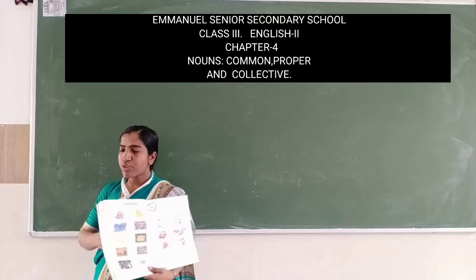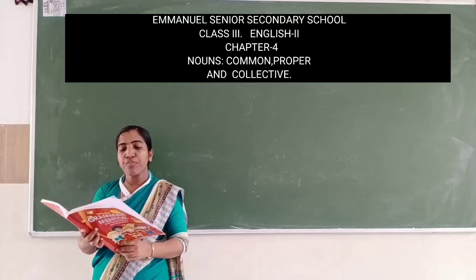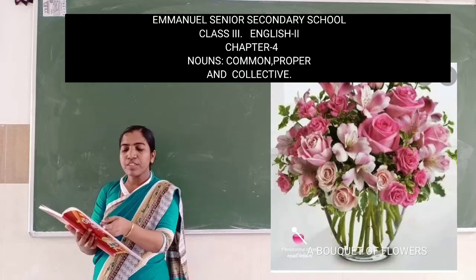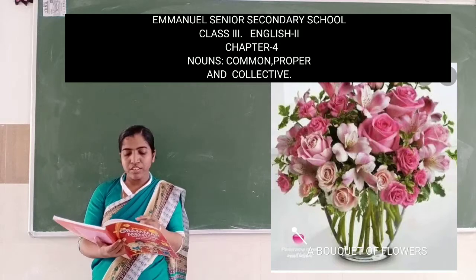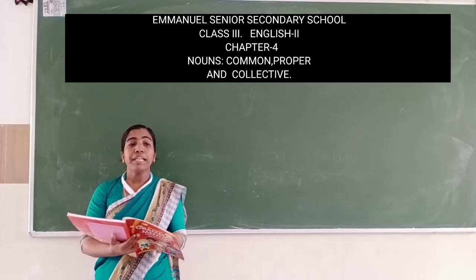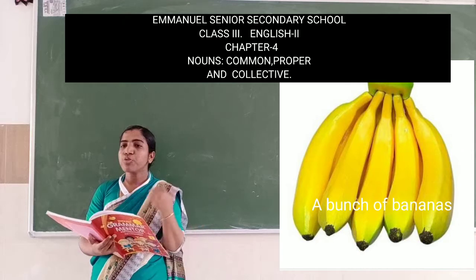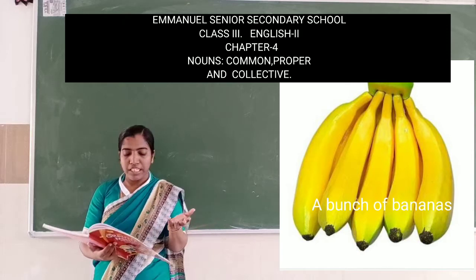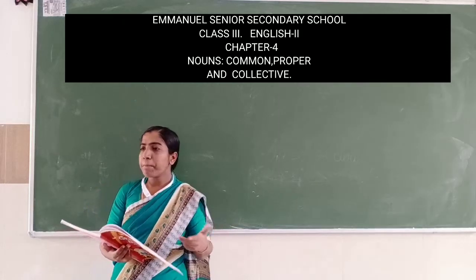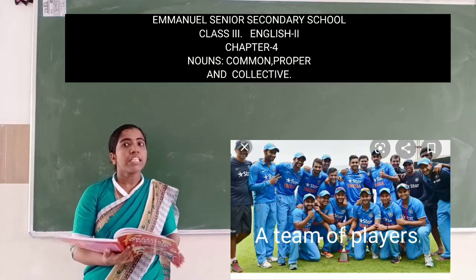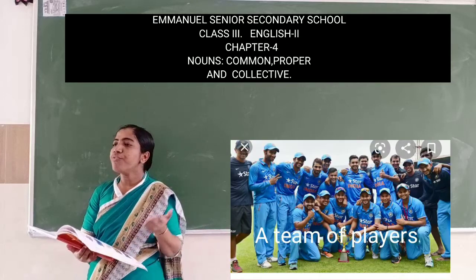The first one, ma'am will be reading for you: a dash of flowers. So it's a group of flowers. We say a bouquet of flowers. Second is a dash of bananas. There's a group of bananas, so we call it a bunch of bananas. Third is for the players group, what do we say? Team. Very good. So a team of players.